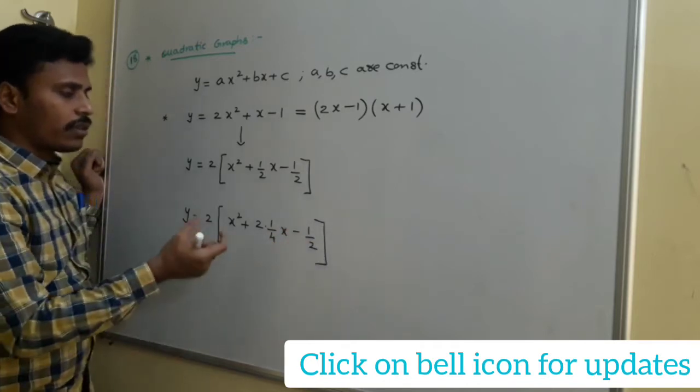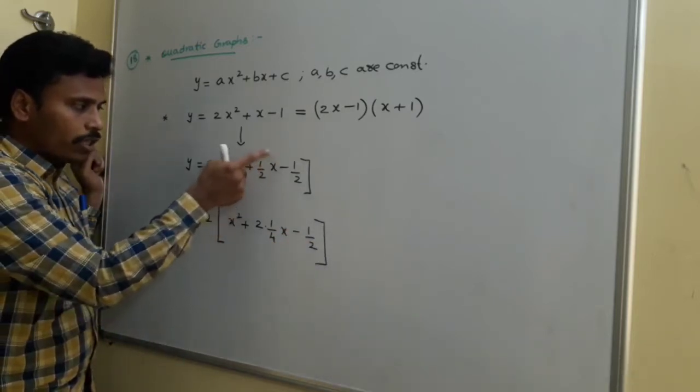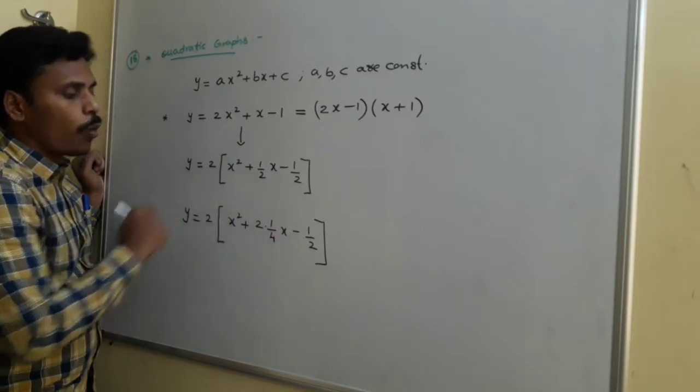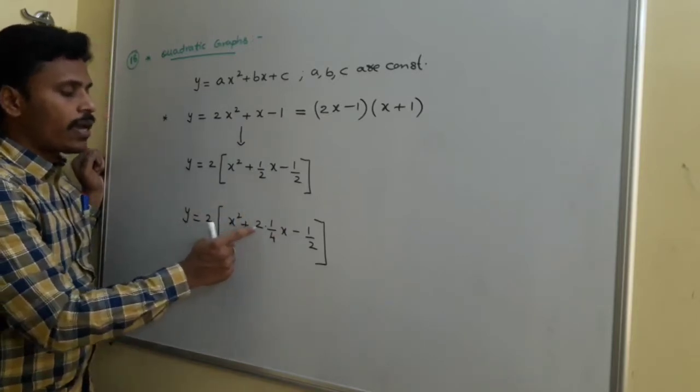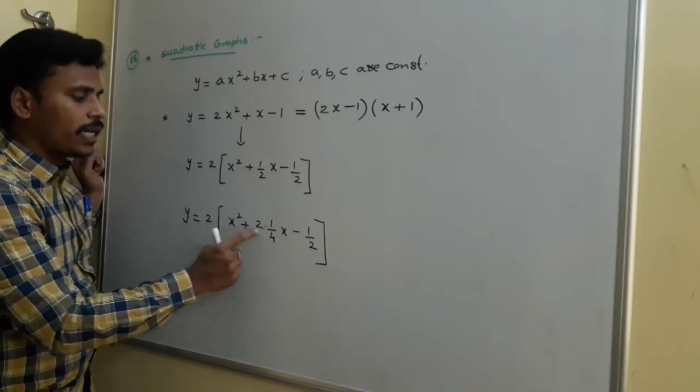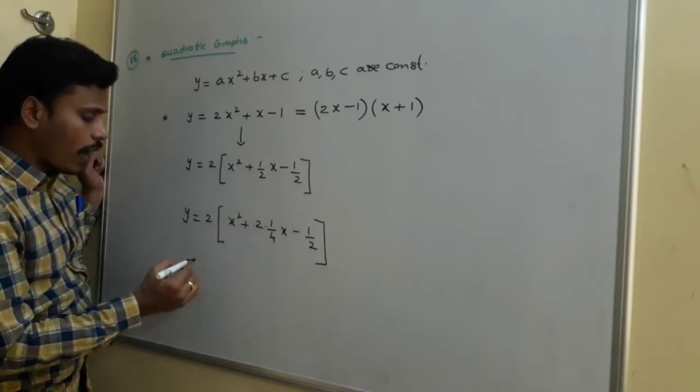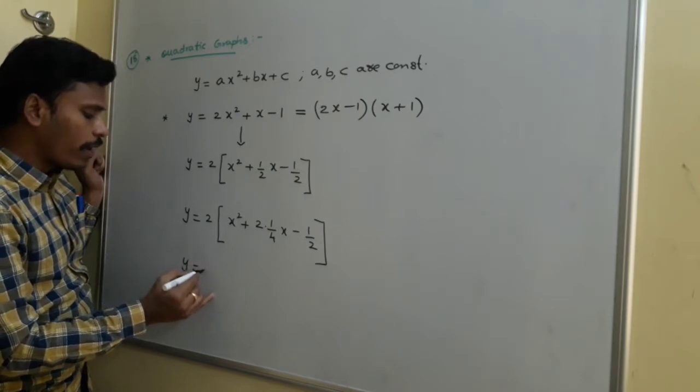Look at this, nothing has changed here. I just wrote this half x as 2 into 1 by 4x. And now look at this: if you treat it as a square, this is some p square, and this is some 2pq, so you need to add q square and you need to subtract q square.